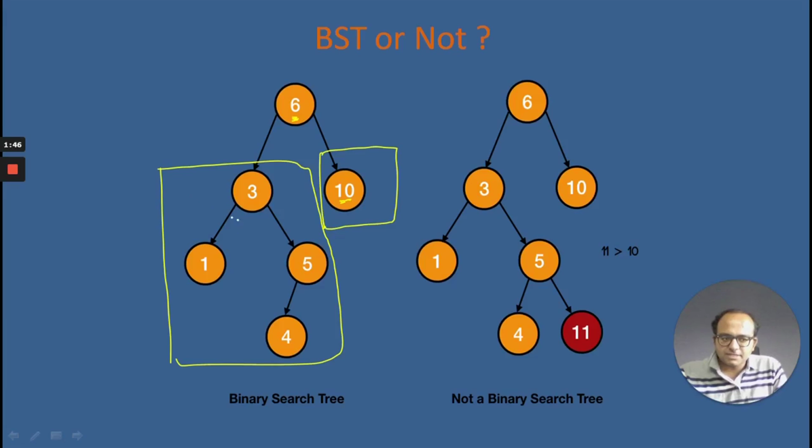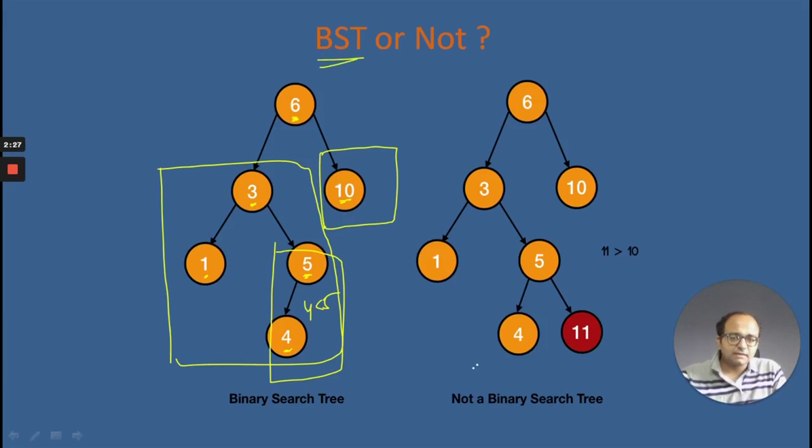Now coming to this left subtree, inside it we have a root node key value which is 3, and its left node key value 1 is lesser than the root node key value 3, and 5 is greater than the root node key value 3. Now coming to this subtree, the left node key value should be less than the root node key value. So it is satisfying the property, right? 4 is less than 5. So every node is satisfying the property, hence it is said to be a binary search tree.